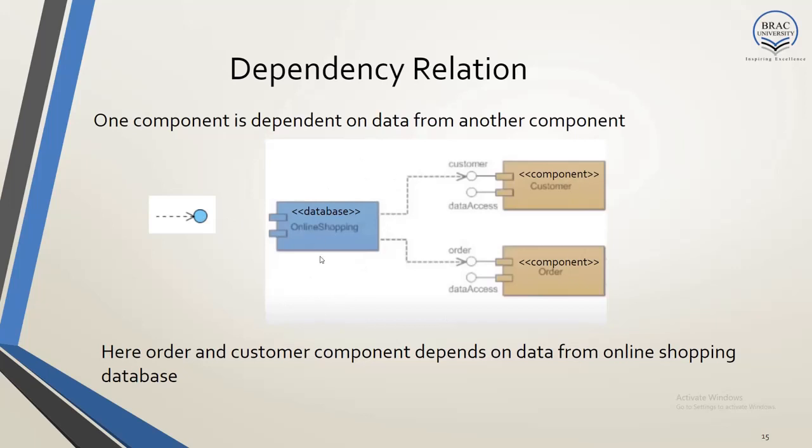So in such cases we use this dependency relation, and it is different because this is not something like we are importing anything, or connecting to an external library or something like that. We are just requiring data from another component. That's why they are connected by this relationship.